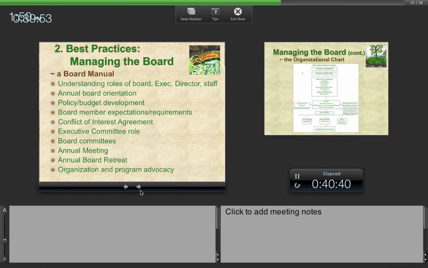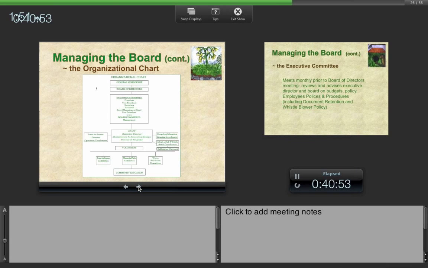Organization and program advocacy is a very important part of the responsibilities of each one of the board of directors. They're your voice in the community, and they're respected. And that's why, when you determine, we have a nominating committee, we have a board management committee that includes the nominating committee, and we have them look at where our weaknesses are in having community representation on our board of directors.